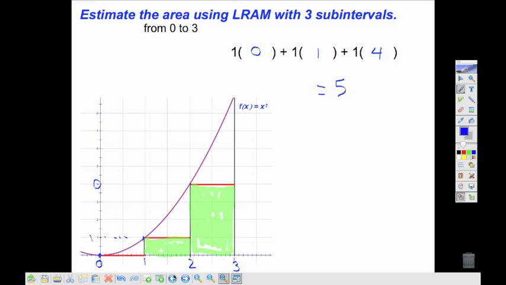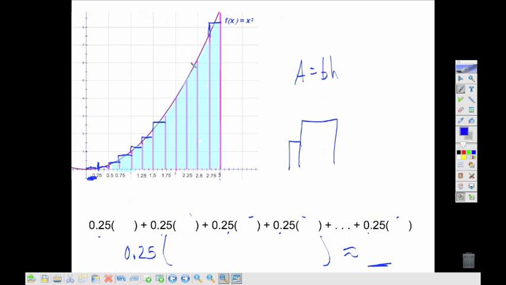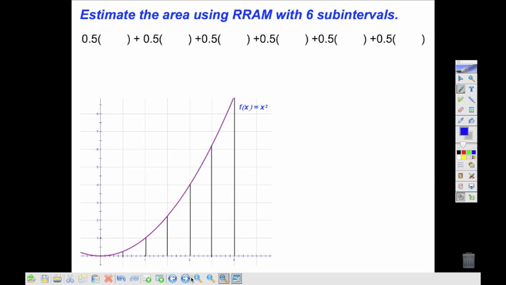Now we can make this more accurate if we take more rectangles like we did in this one, and that's how we'll make them more accurate, is by taking more rectangles. In the next example, we're going to use right rectangular approximation, but this time we're going to use 6 subintervals. We're again going to go from 0 to 3, but this time when I draw my rectangles, we're going to start from the side, so I would actually need to come out over here and draw my rectangles coming back down. Now notice this time, since I'm using the right side, everything's actually an overestimate.